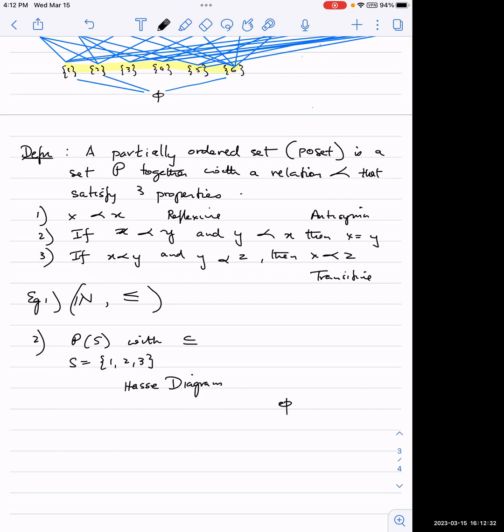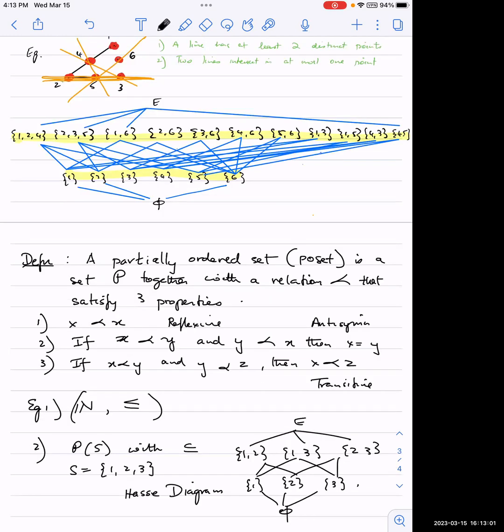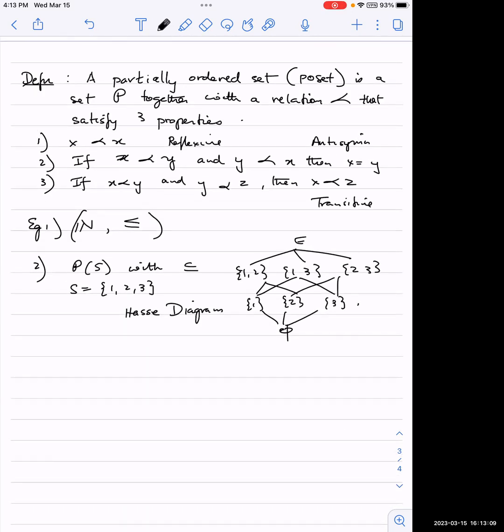How is it pronounced? I think it's Hasse. So you have 1, 2, 1, 3, 2, 3, and of course, everything else. And you can see from that example up there, that's a geometric lattice. That's where we're headed. The set of flats of a matroid form a geometric lattice. So there we have the simple example of a partial order.